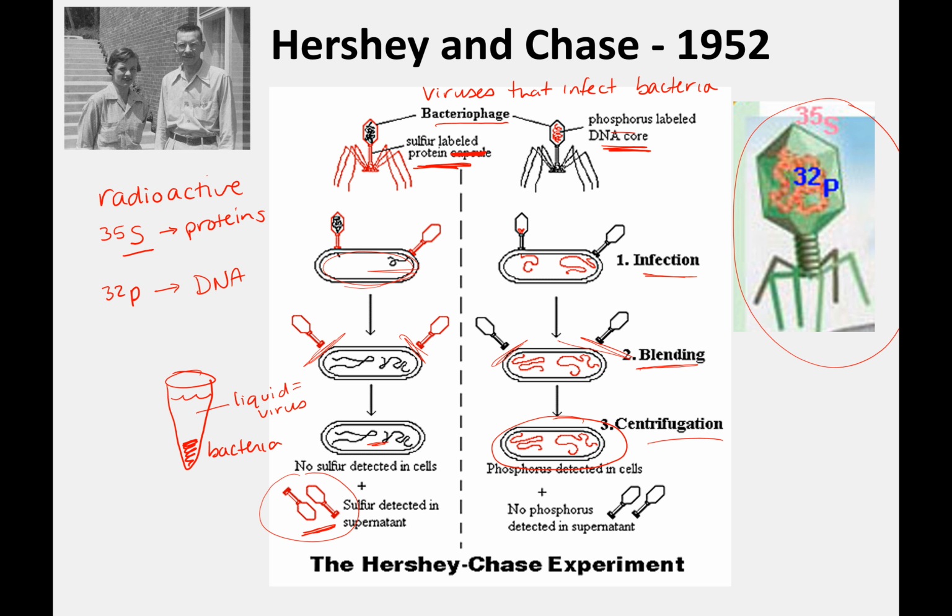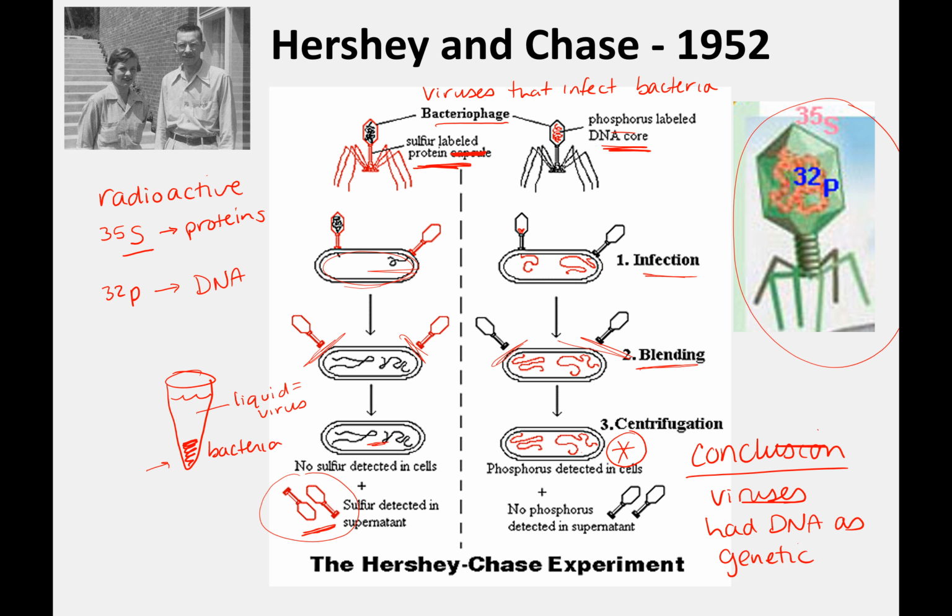That suggested that protein was not the genetic material. To complement that, they did the second experiment where they had radioactive DNA. And when they looked at the bacterial cells, that's where the radioactivity was. So the virus was injecting its genetic material into the bacteria, which was DNA. So the conclusion was that viruses had DNA as genetic material, just like people were realizing with cells.